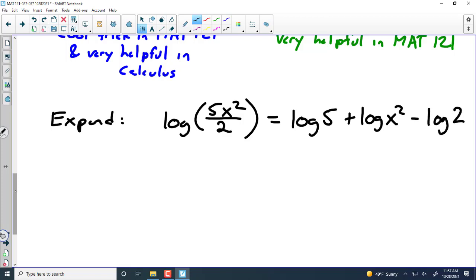Why do the log of 5 and log of x squared both have pluses in front of them? Because they came from the top. Why does the log of 2 have a minus in front of it? Because the 2 came from the bottom.